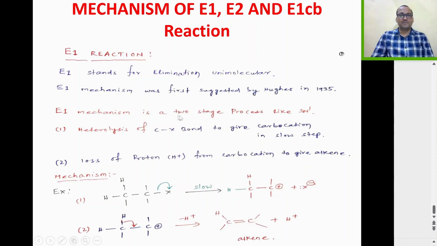The E1 mechanism is a two-stage process like the SN1 mechanism. The first step is heterolysis of the C-X bond to give a carbocation in a slow step. The next is loss of a proton from the carbocation to give an alkene. So here is the mechanism. This is the halide. First this C-X bond will cleave, giving rise to a carbocation and X minus, and loss of this proton gives rise to the alkene.